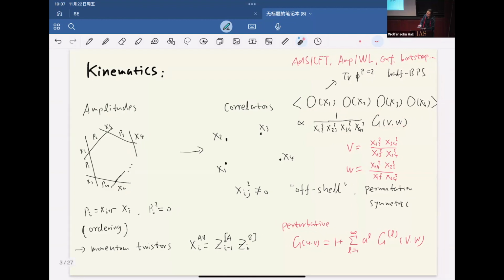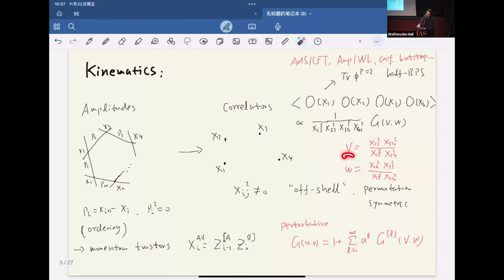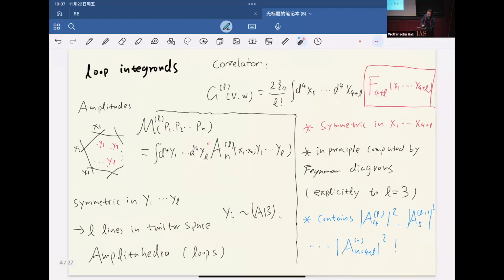These are the 2 cross ratios formed by these 4 points. I call them V and W. And very nicely, of course, they are permutation invariant under these 4 points. Unlike in the amplitude case, where it's a cyclic object, now you have a permutation object that's invariant under the permutation of the 4 points. And I'll mainly be talking about the perturbative expansion where the tree level is normalized to 1, and then at loop level, at each L loop, you're dealing with some function of 2 variables, G_L(V, W).